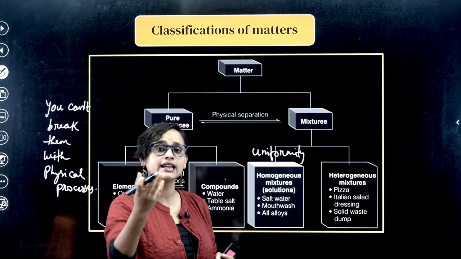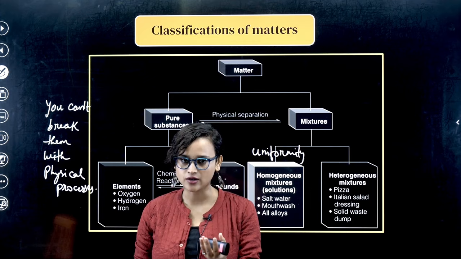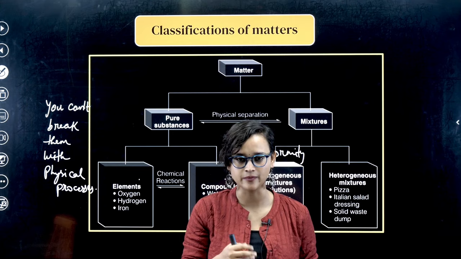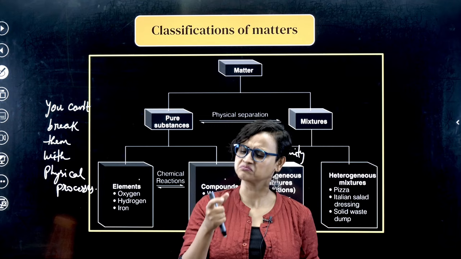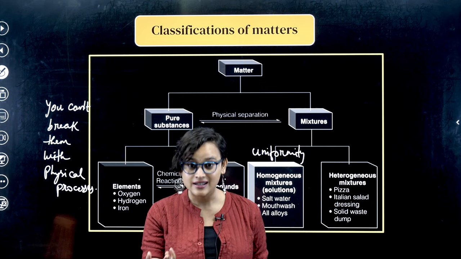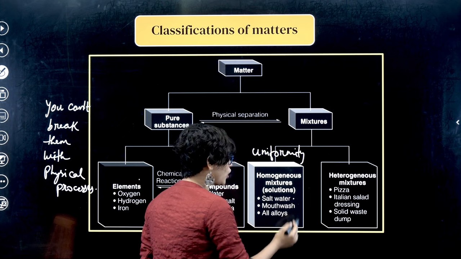So let's say that I want to make a solution of salt and water. There is a glass of water, and in that I have put 1 spoon of salt. I've mixed it well. And now when I'm sipping the water, do you think that I'll be making faces? Oh my God, so salty, and in the next sip, seems nice? No. The whole glass is going to be exactly the same taste, isn't it? See? Uniformity. You get my point? Exactly. So salt water, your mouthwash, all the alloys, these are homogeneous mixtures, okay?